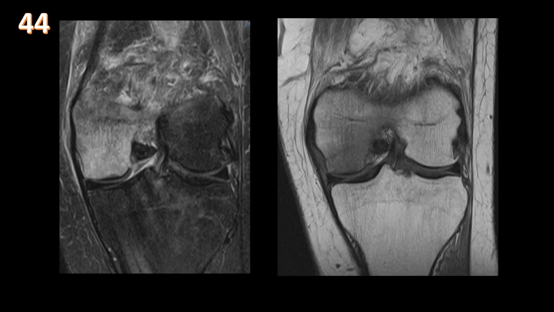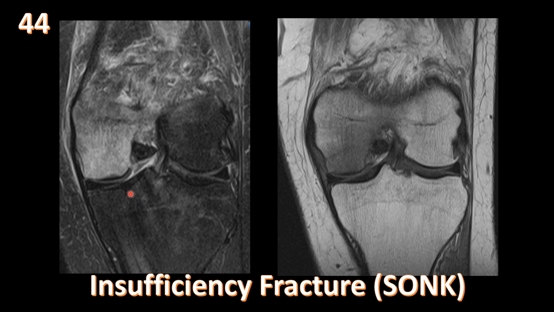Case number 44, we have coronal images of the knee, both in the T2 fat suppressed and T1 sequences, and we see that there is a lot of edema at the medial femoral condyle that shows low T1 signal intensity, and we see some subchondral low signal intensity on the T1 and the T2. So this is an insufficiency fracture of the medial femoral condyle that used to be known as SONK, spontaneous osteonecrosis of the knee. But now we know that it's not a vascular process, but a traumatic insufficiency fracture.